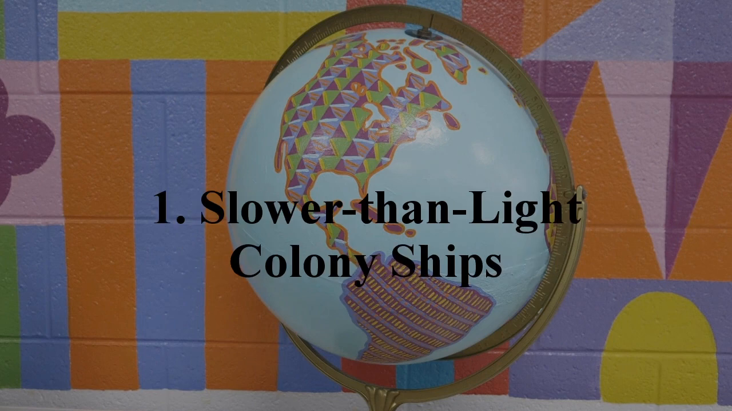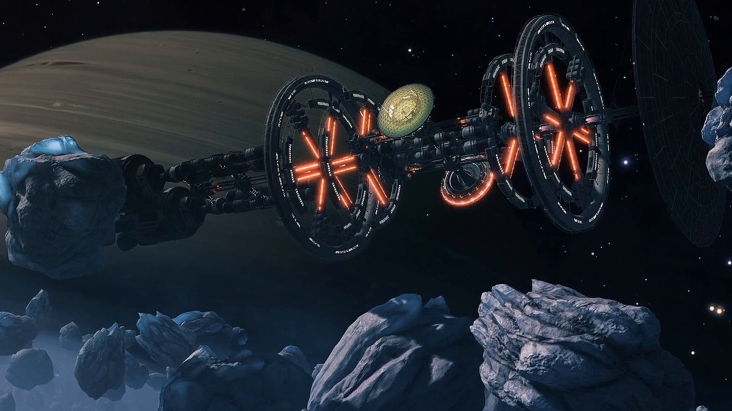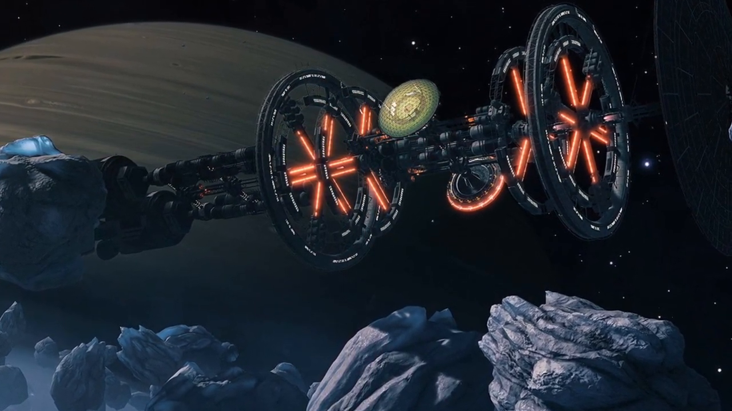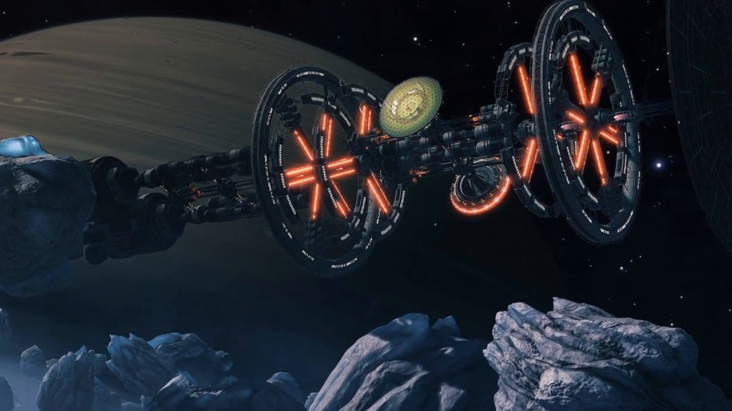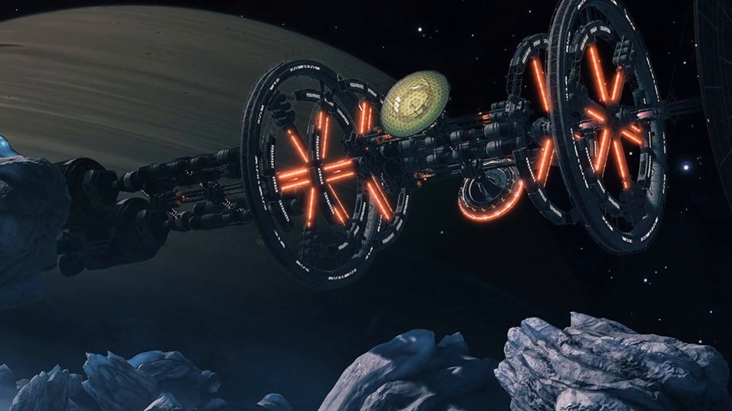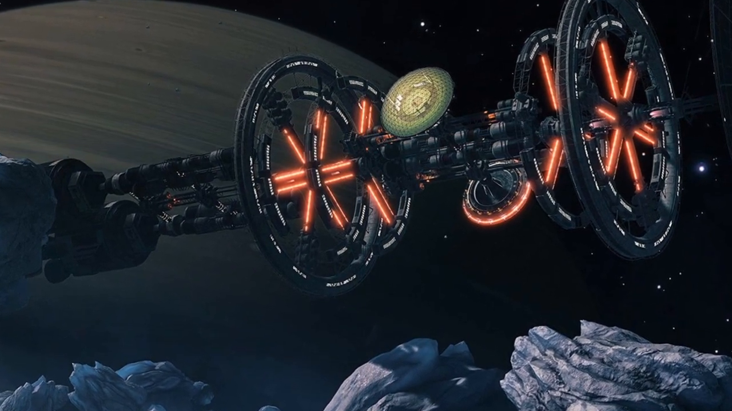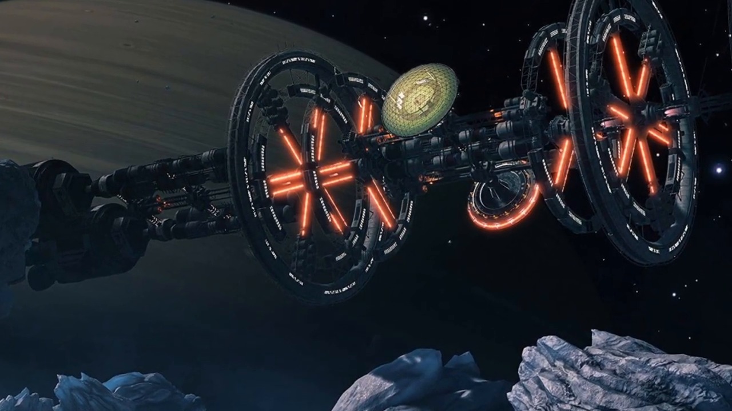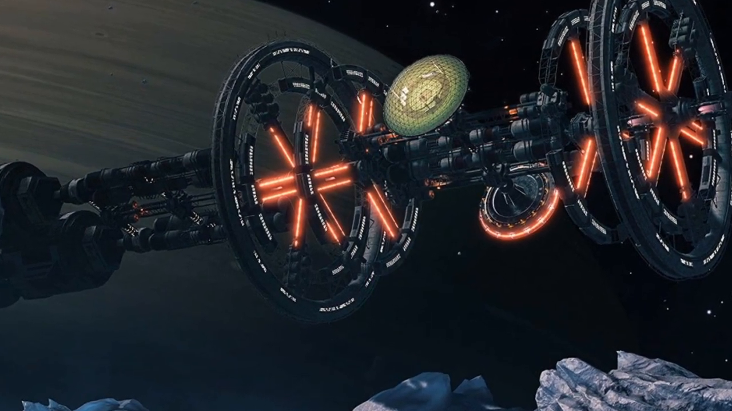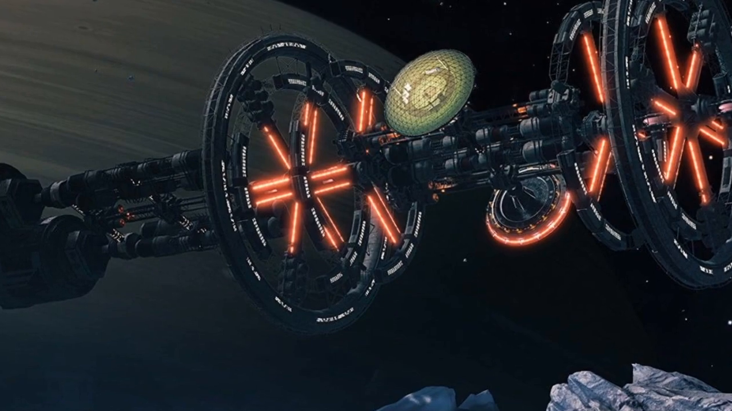Number 1. Slower-than-light colony ships. This is, at least by modern technology standards, the most realistic method of interstellar travel. The starship uses conventional methods to speed up and slow down, and while it moves extremely fast by Earth standards, it never travels more than maybe 1 or 2% of the speed of light. As such, the ship takes years, decades, or even centuries to move between habitable star systems.